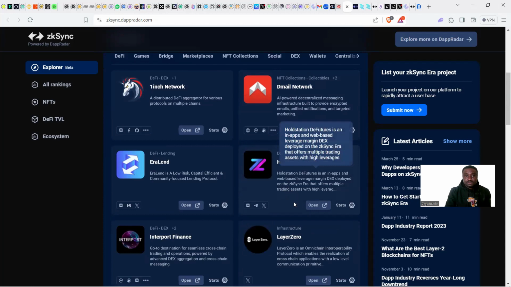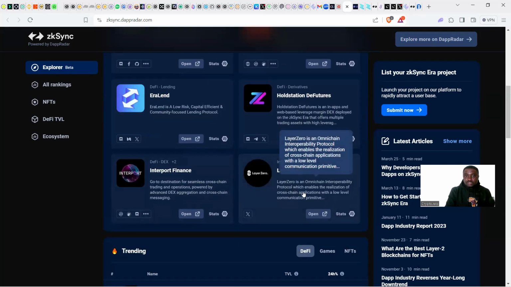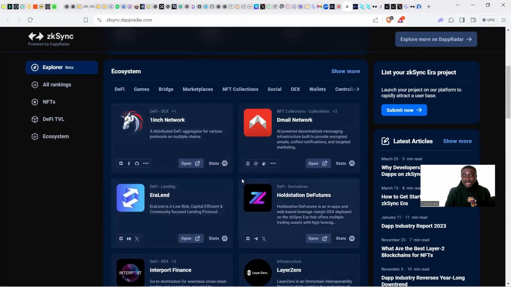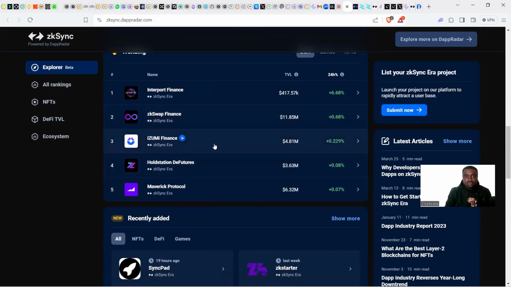One good thing about these projects is, as you interact with each of them in a bid to increase your on-chain transactions for the potential Zksync airdrop, you are also likely going to get airdrops from these individual projects, because they are also building their ecosystem on Zksync. If you look down below, you can see some trending projects like Interport Finance and ZK Swap Finance, where you just need to swap. Izumi Finance is where you can also swap, bridge and add some little liquidity.